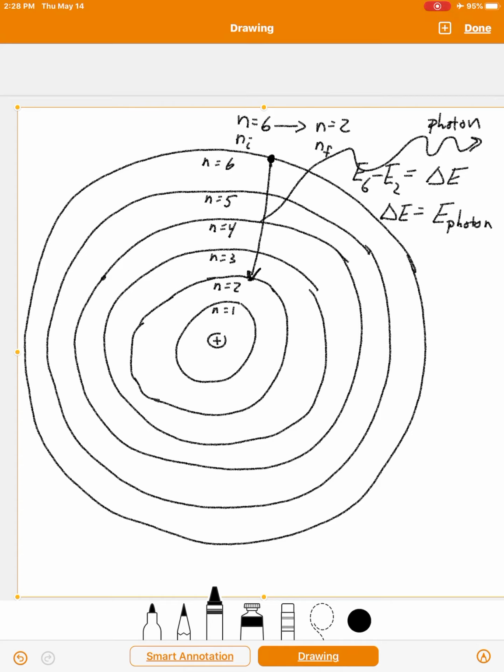So if the electron goes, let's say, from n equals 4 down to n equals 1, the difference in energy between those two levels is E4 minus E1. Well, actually, to be honest with you, we should do final minus initial, so it really should be E1 minus E4, but we won't worry about that right now. That difference in energy would be the energy of the photon that is emitted in that process. Absolutely brilliant idea.